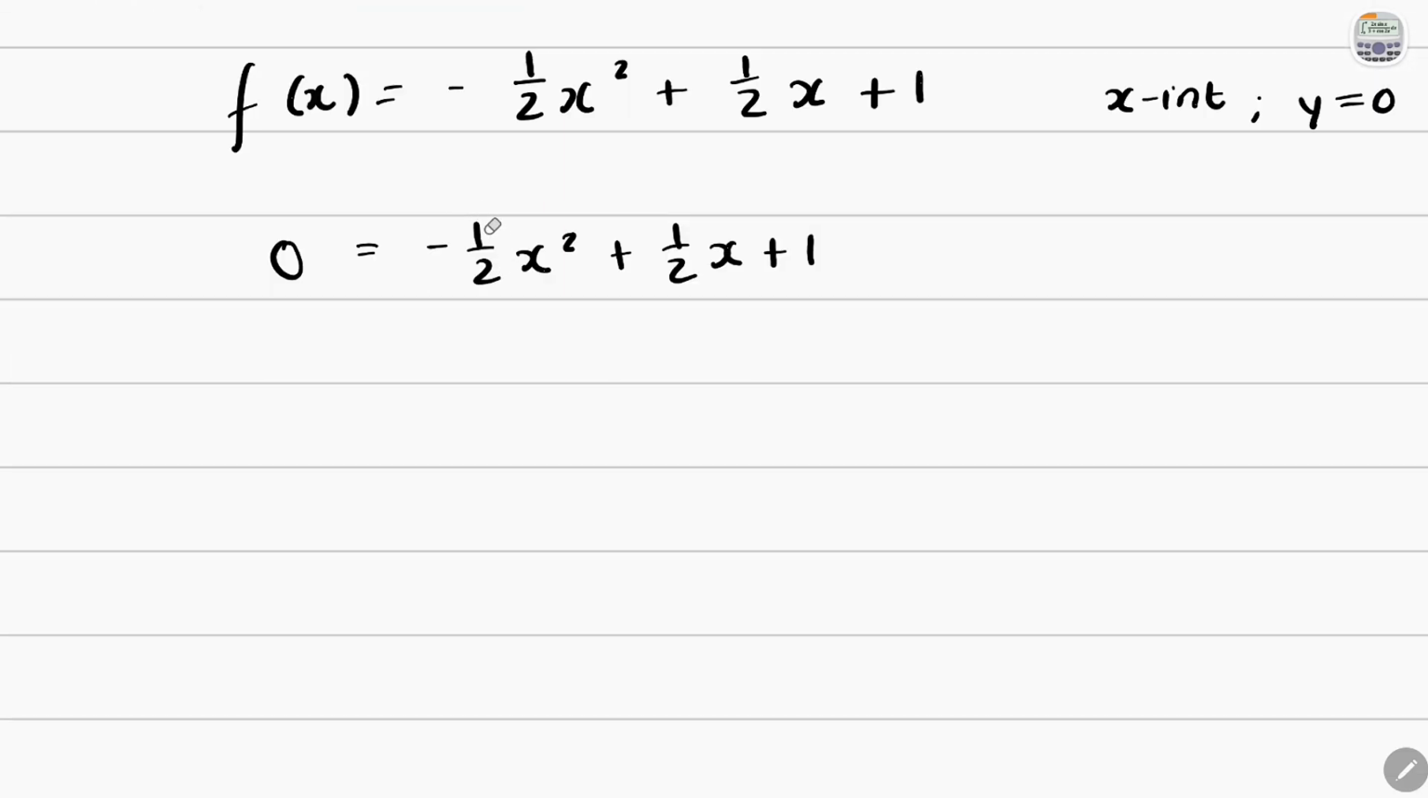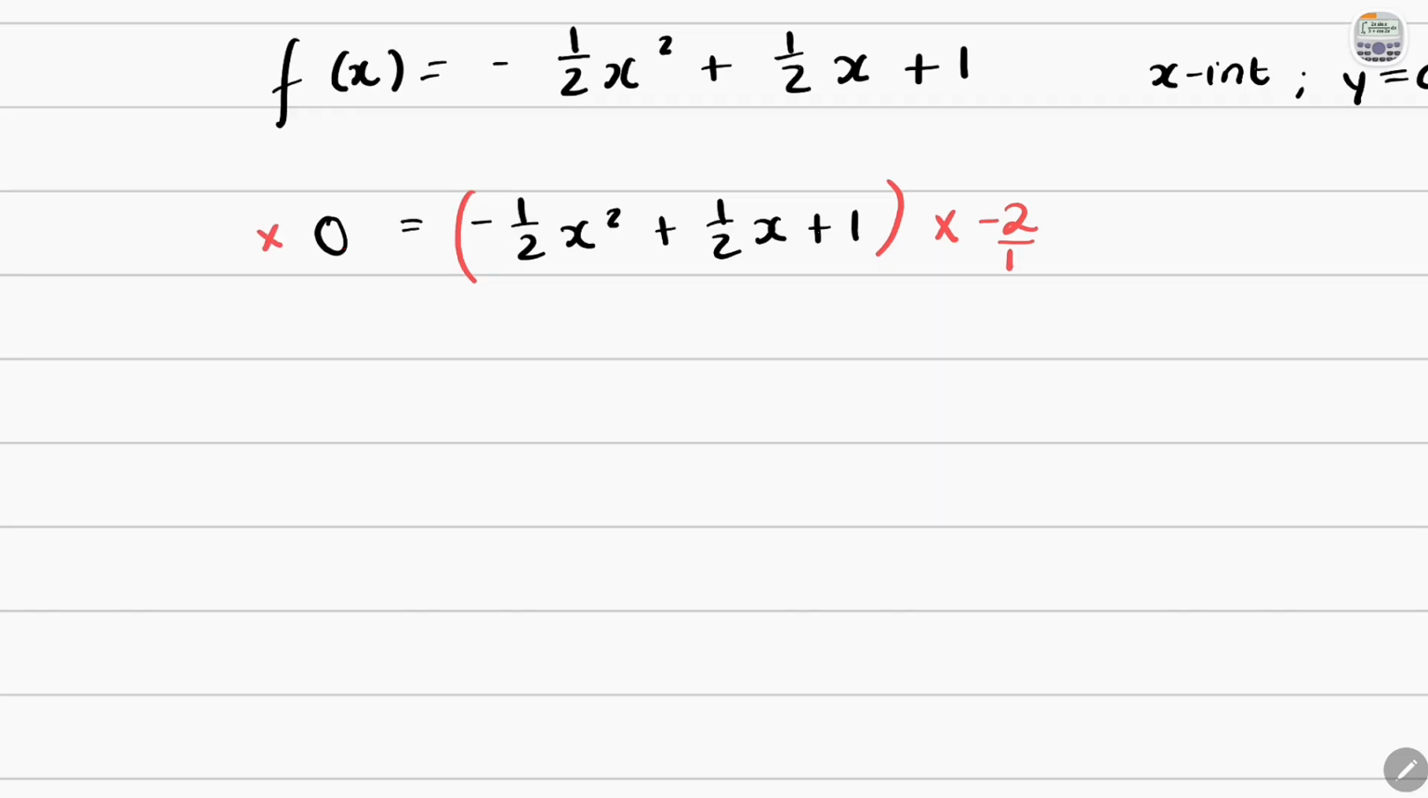There is a common factor all through of negative a half. So we can divide both sides by negative a half, or you can choose to just multiply both sides by negative 2, because negative 2 over 1 is the reciprocal of this, and it will cancel the negative 1 and the 2. What we do on the one side, we must do on the other side. So we're multiplying both sides by negative 2. This now becomes x squared, minus x, minus 2 is equal to 0.